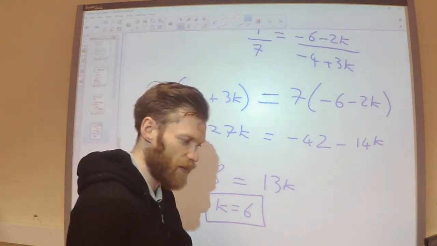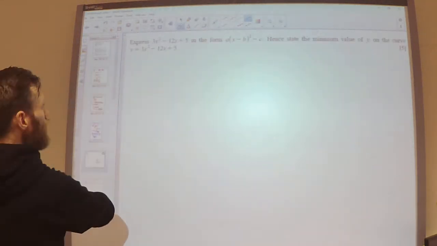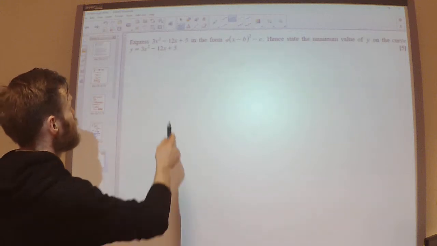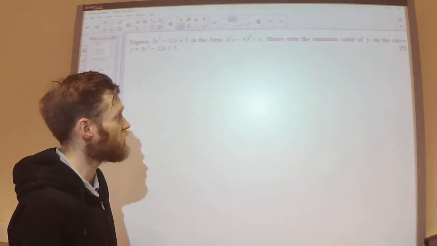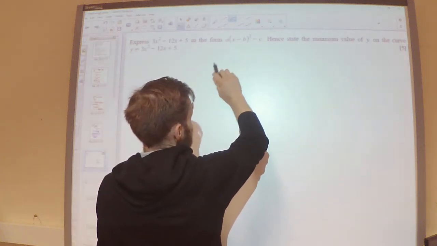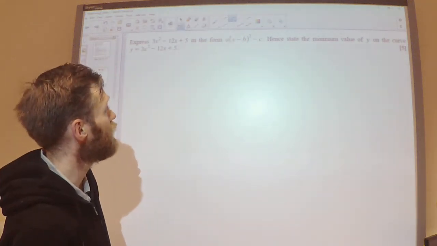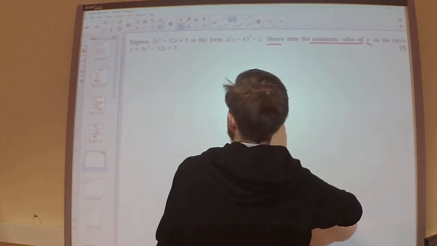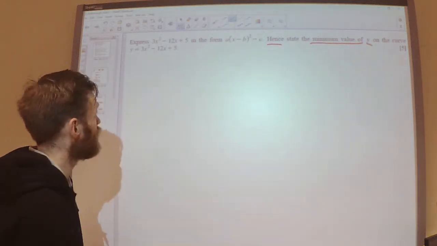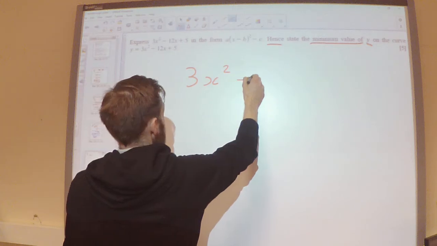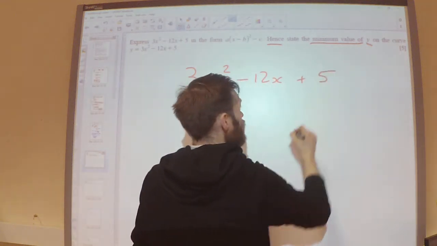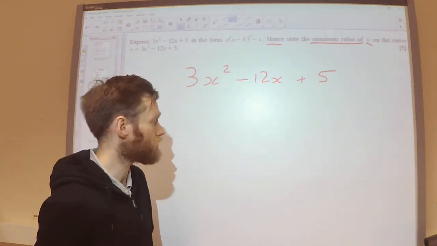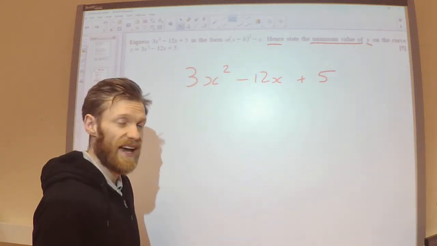Okay, one more question in this part of the video. Question 4. Okay, we have been asked to express 3x squared minus 12x plus 5 in the completed the square form, basically. It then says to hence state the minimum value of y on the curve. Okay, so I've got 3x squared minus 12x plus 5. Now, in order for me to complete the square on this, I don't want there to be a coefficient of the x squared. So I'm going to have to factorise that 3 outside.